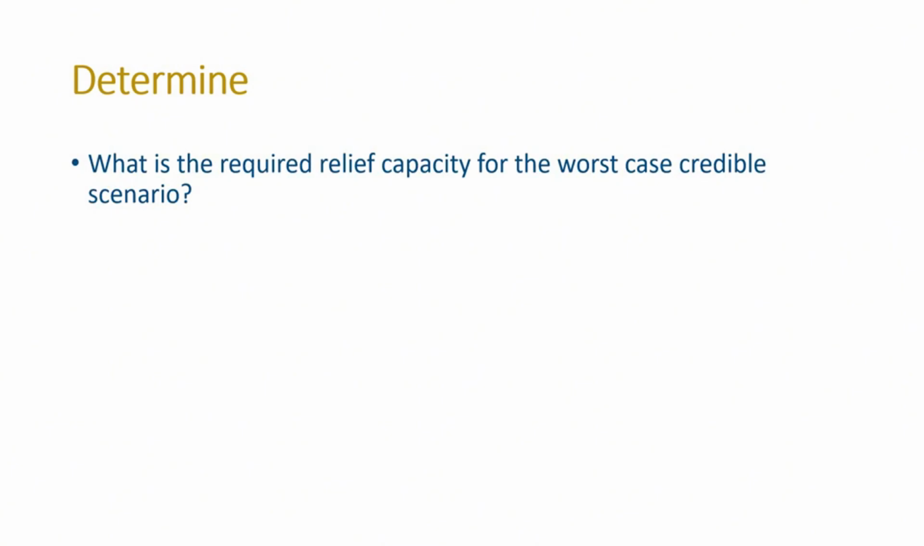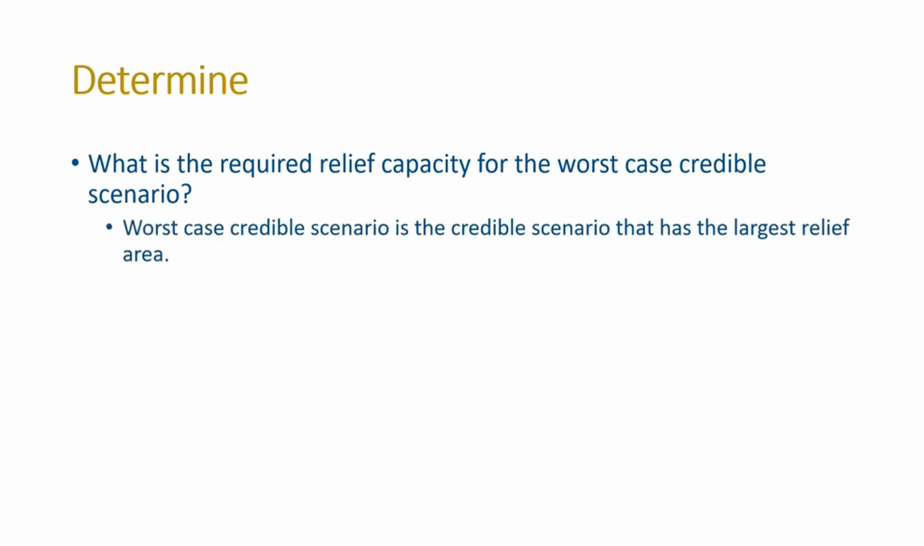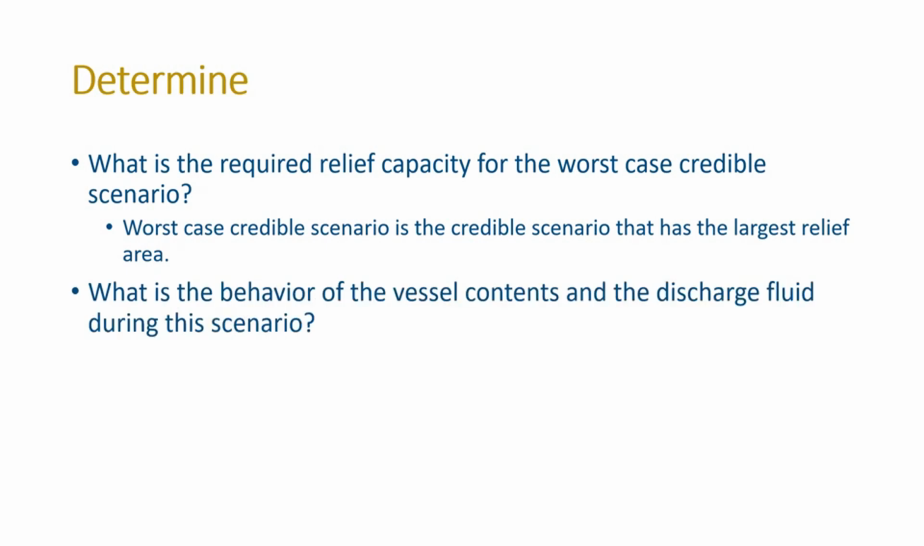The third step in the general process for relief system design is determine. And here's where things can start to get really complicated. So first, what are we trying to determine? You're trying to determine what the relief capacity is required for the worst case credible scenario. So the worst case credible scenario is the credible scenario that has the largest relief area.